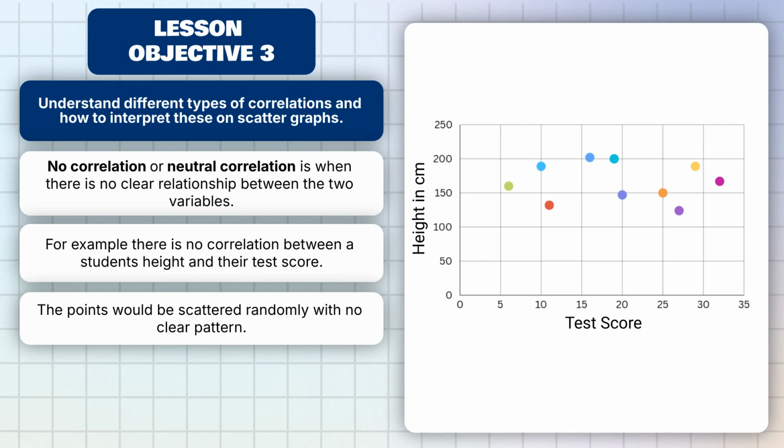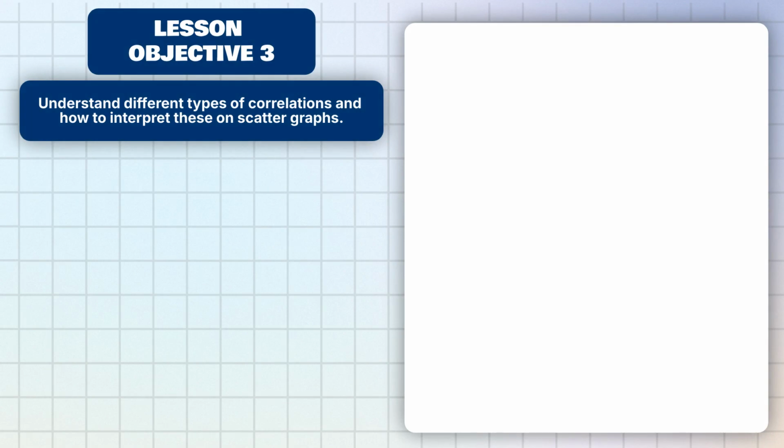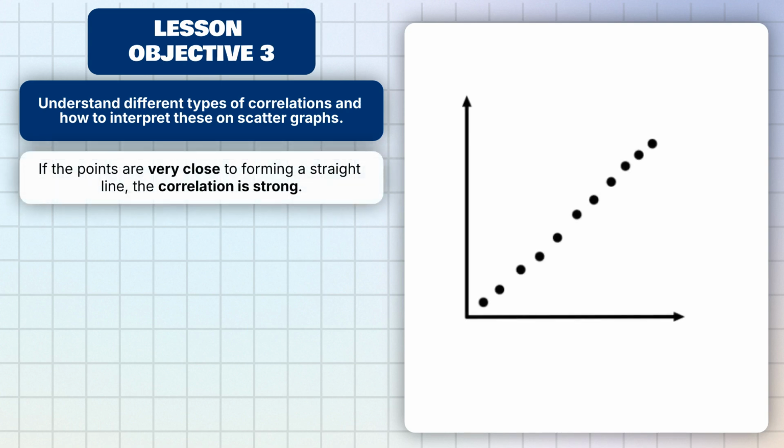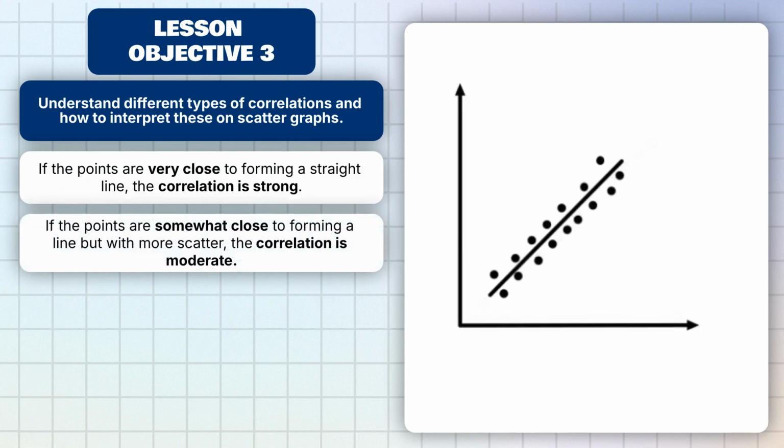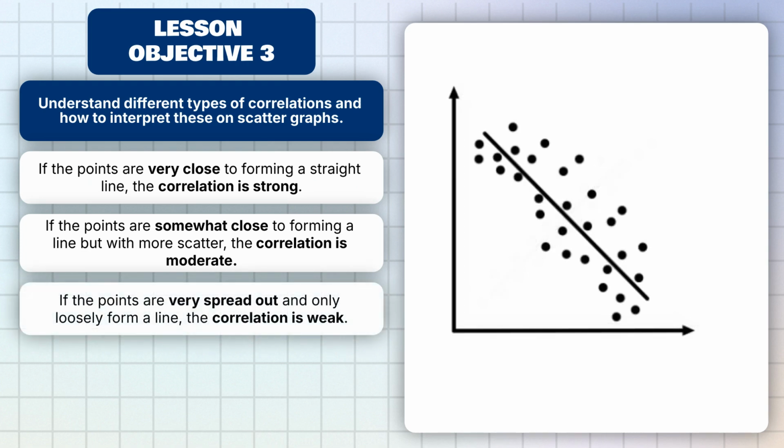Now let's talk about the strength of correlation. If the points are very close to forming a straight line, the correlation is strong. If the points are somewhat close to forming a line, but with more scatter, the correlation is moderate. If the points are very spread out and only loosely form a line, the correlation is weak.